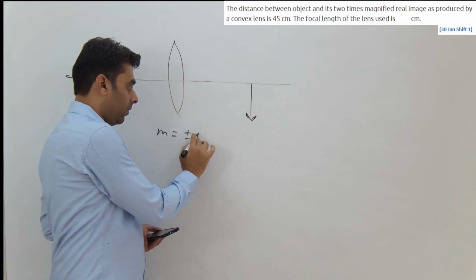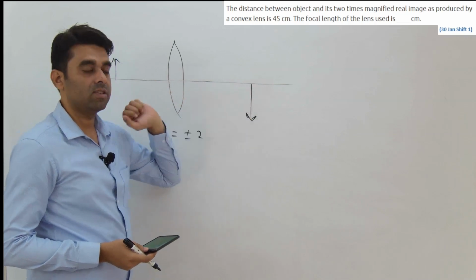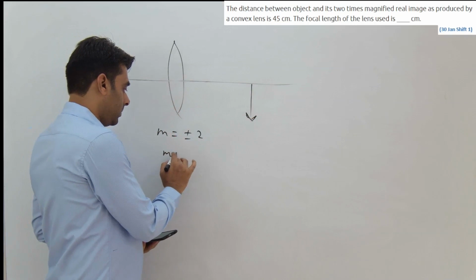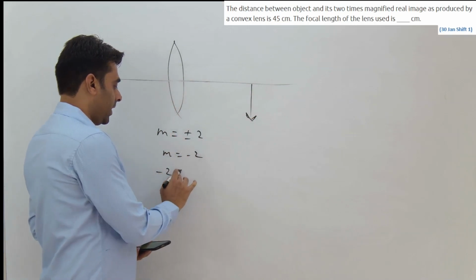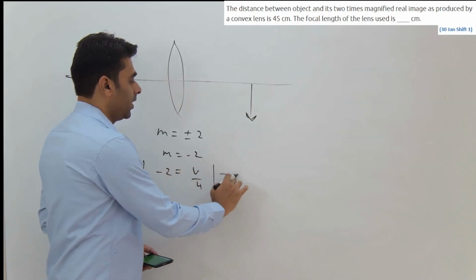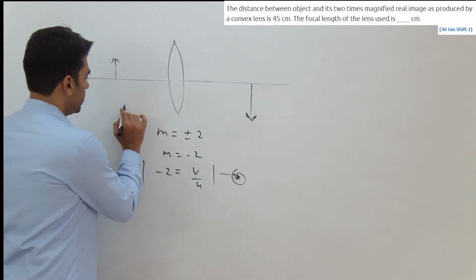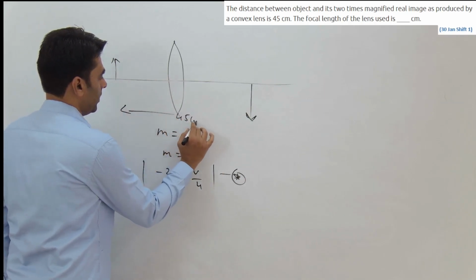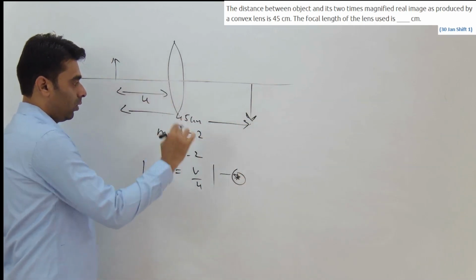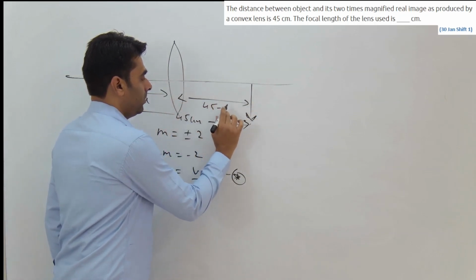2 times, we have 2 options, plus 2 or minus 2. Which one will we take? Because the image is inverted, that implies we will take minus 2. So M is equals to minus 2. What do we have? Minus 2 is equals to V by U. Okay, well and good. Now they are asking us the focal length. This distance is given to us as 45 centimeter. Let's see. If we consider the object distance as U, the image distance will be 45 minus U, right?